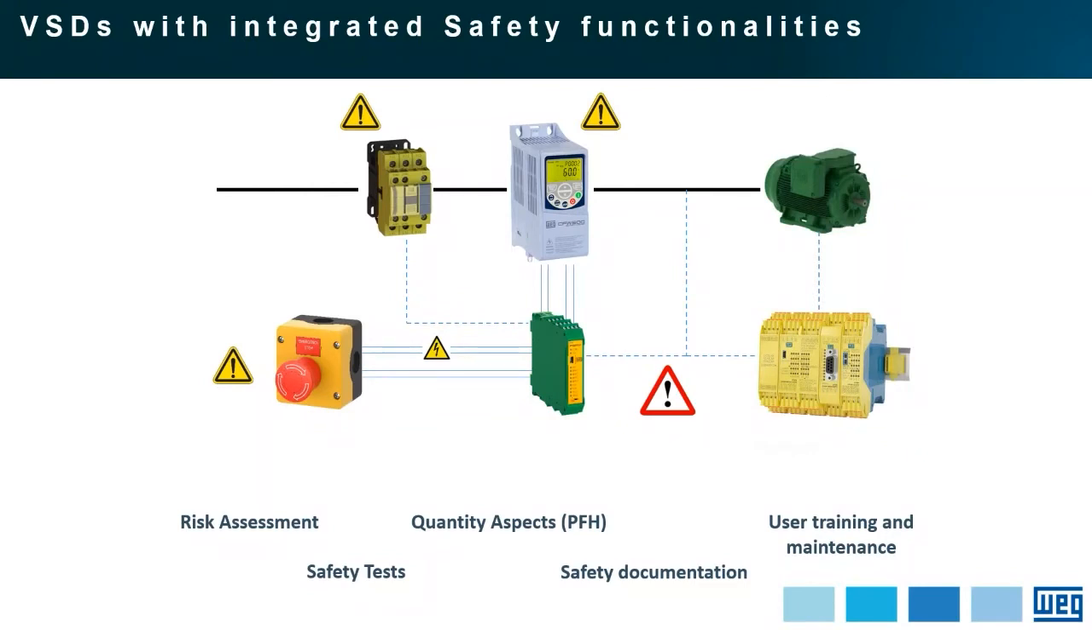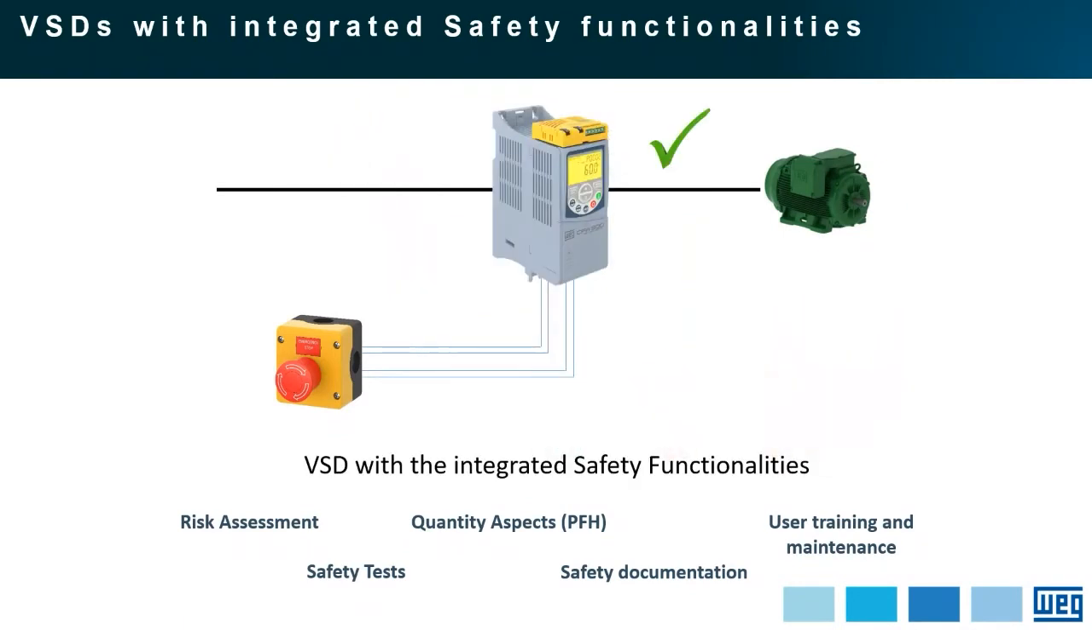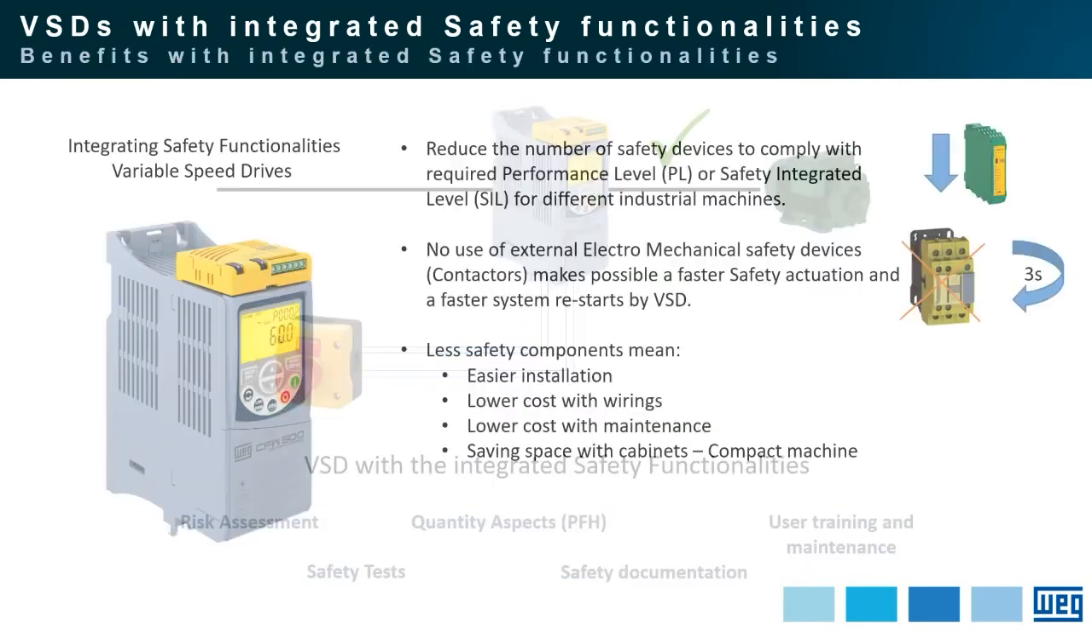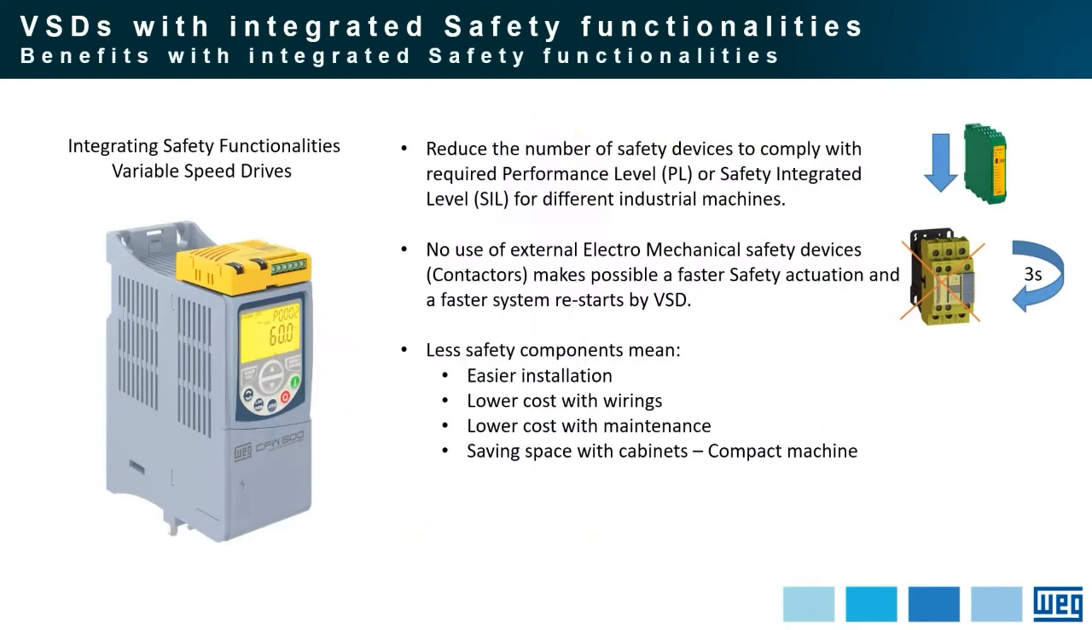And how can we make our life easier with so many components? So the idea here is to integrate all these functionalities in the variable speed drive. Adding integrated safety functionalities in the variable speed drive, we can remove several external components to protect the machine. What are the main benefits of doing it? The first one, that's easy to understand, is that it's possible to reduce the number of safety devices to comply with the required performance level, or the safety integrity level according to other standards for different industrial machines.